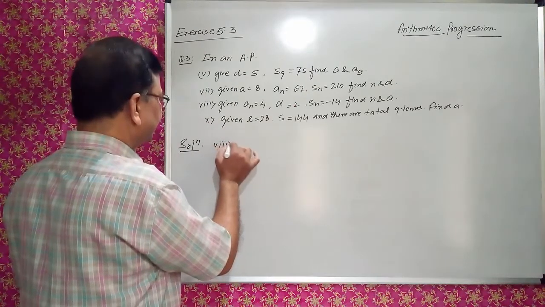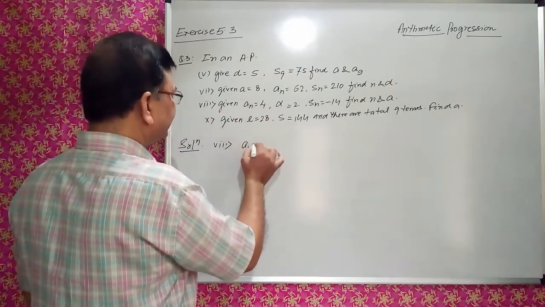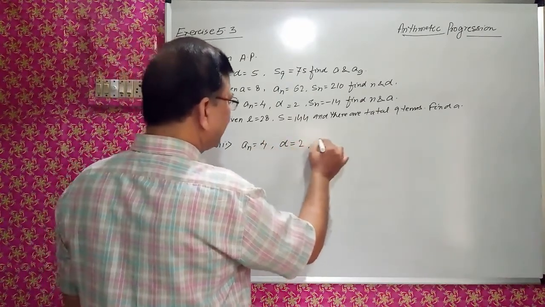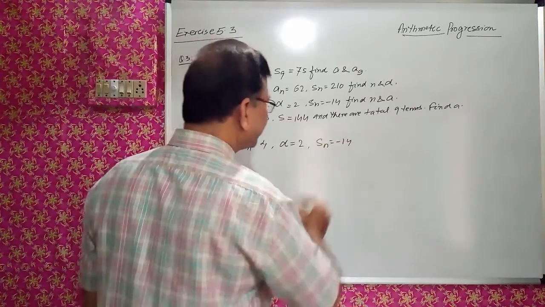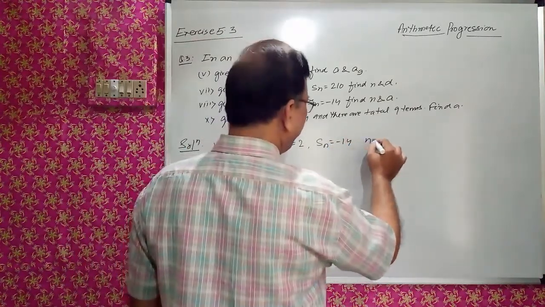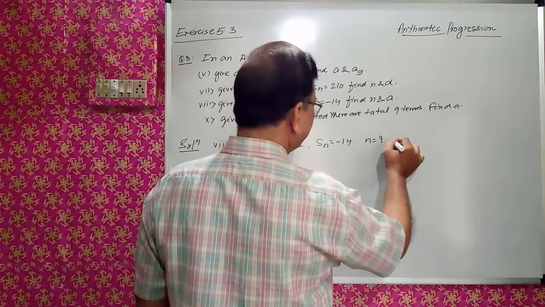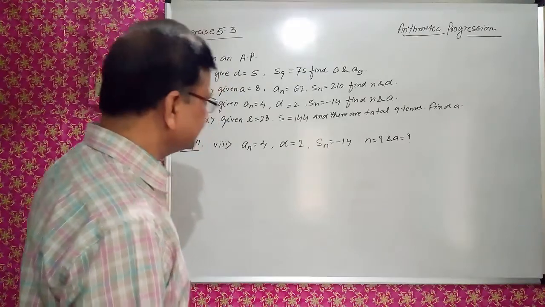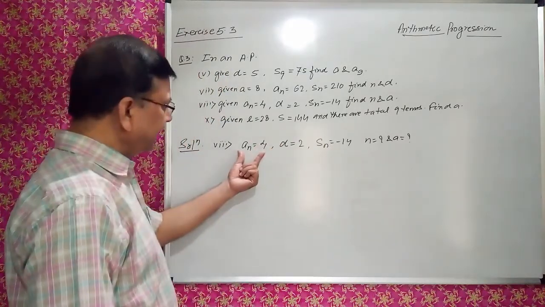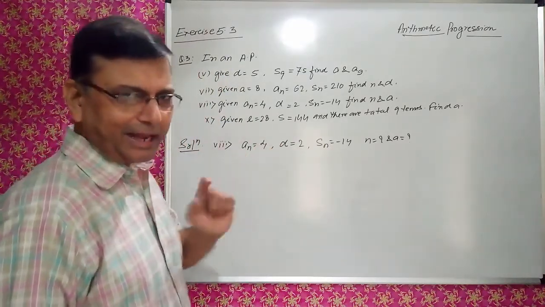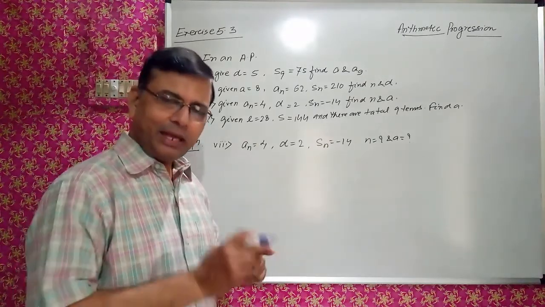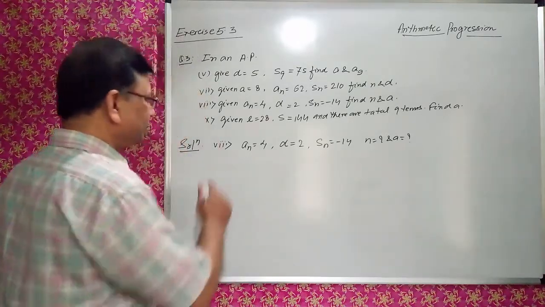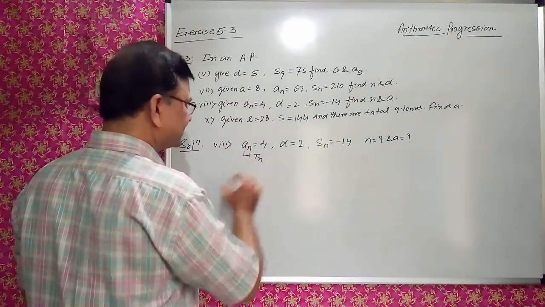Eighth one. An is given, that is equal to 4, d is given, that is 2, Sn is given, that is minus 14, and what is required: n is equal to what, and a is equal to what. a means first term, n means number of terms. An, again and again I am telling, means Tn. So for your understanding, this is Tn, simply.